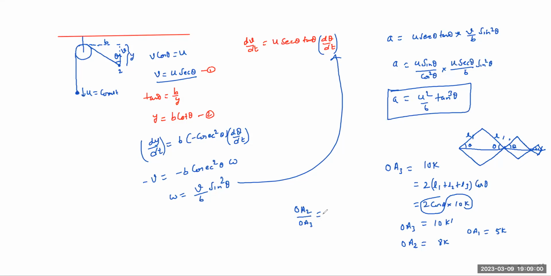Tell me guys. OA2 by OA3 is 8 by 10, 0.8. And this ratio will be the same, constant. So OA2 will be 0.8 OA3. And if you differentiate, this is the velocity of 2. And V3 is given to you, right? V. We simply play with this.